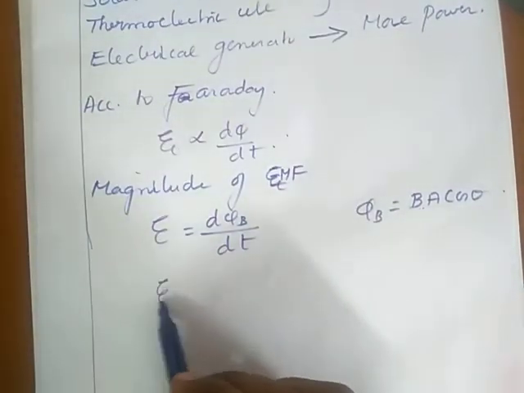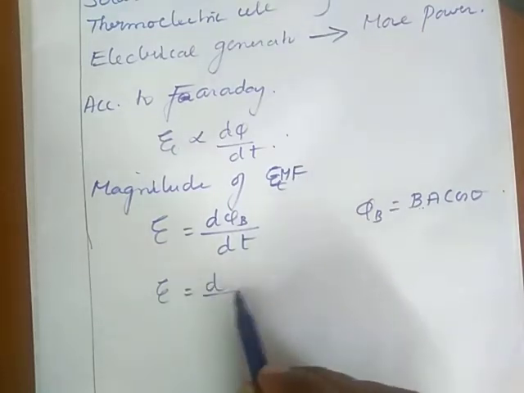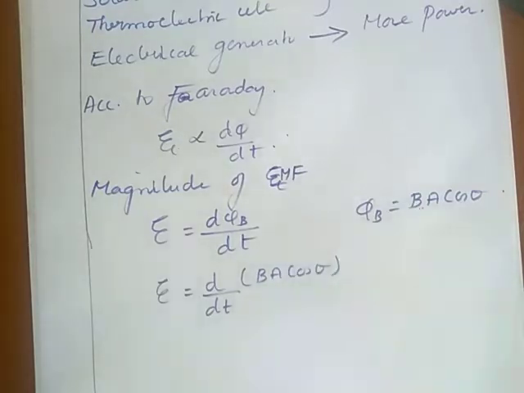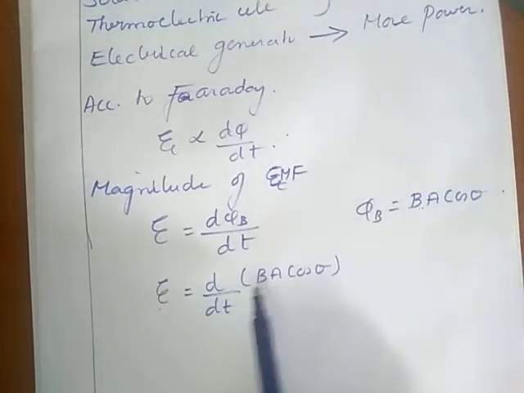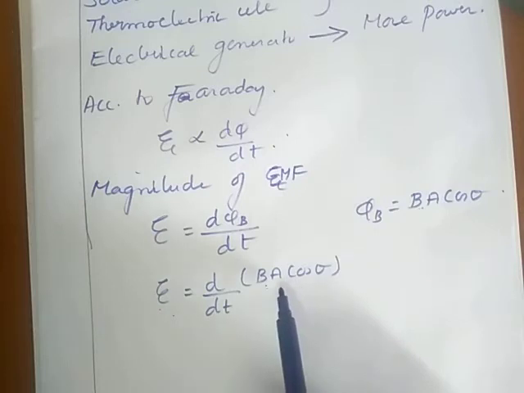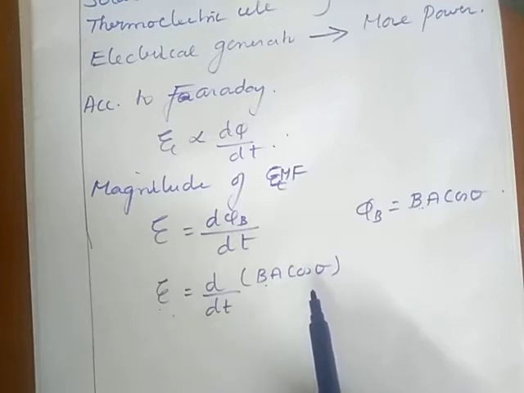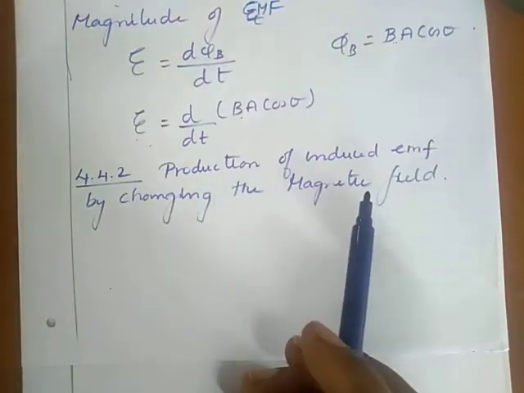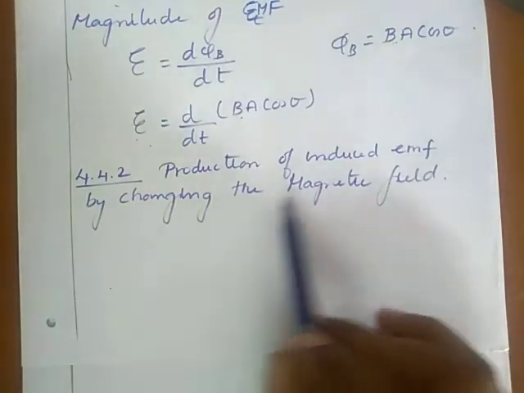Then we can write psi is equal to d by dt of phi b, where phi b is B A cos theta. Induced EMF can be produced by changing the magnetic field, or by changing the area enclosed by the coil, or by changing the orientation of the coil with respect to the magnetic field. Let me see how to produce induced EMF by changing the magnetic field. The first method to produce an induced EMF is changing the magnetic field.